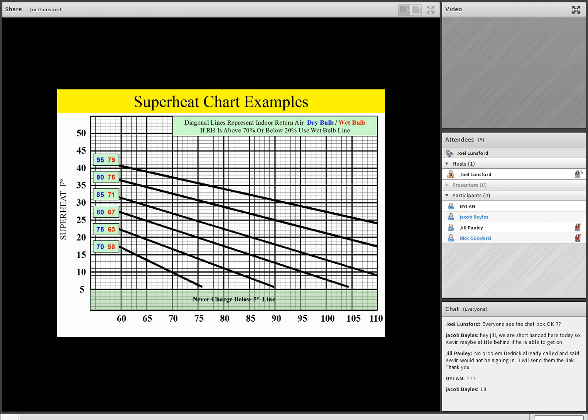Any questions or comments on the superheat chart and where we would use this chart if the evaporator is utilizing a piston type of metering device? Okay, good. Well, let's go ahead and jump into some other things then today in our module 3 and 4.